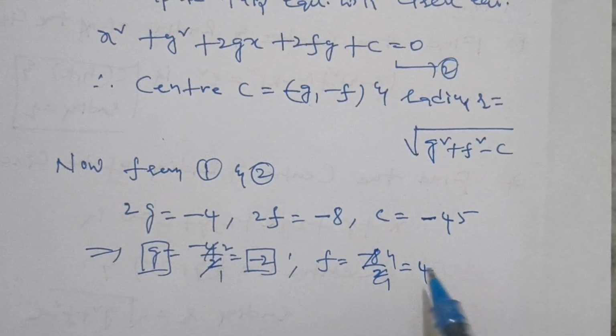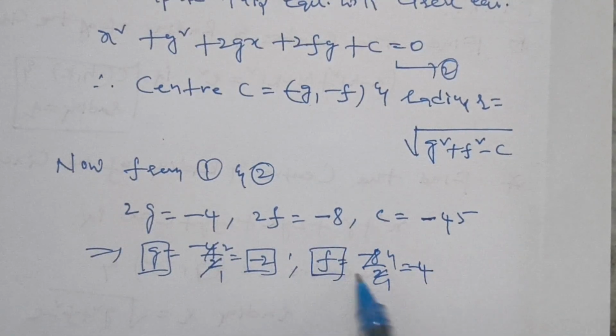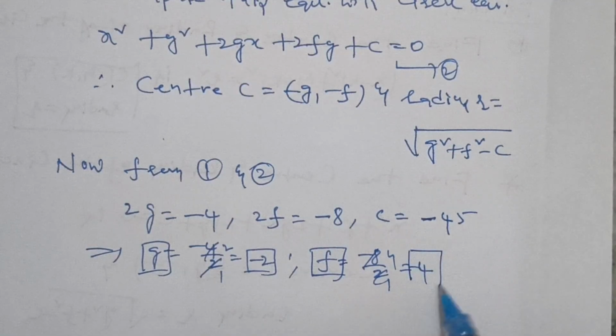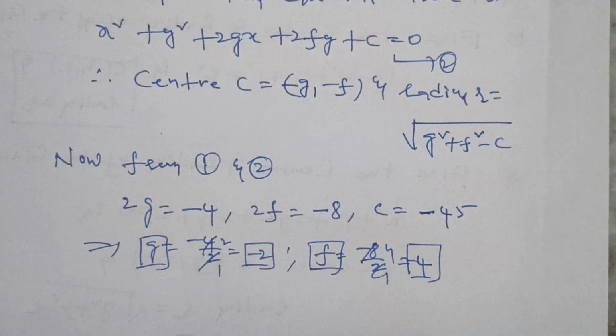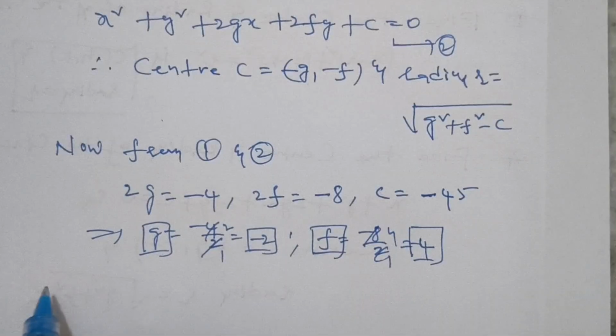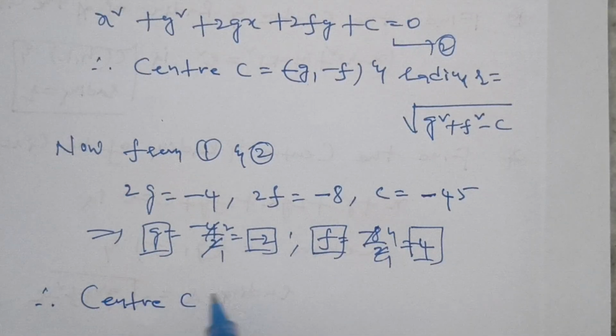So f is equal to 4. So here the f value is 4. The c value remains constant. There is no change in the c value, that is minus 45. So now we write the formula for the center.